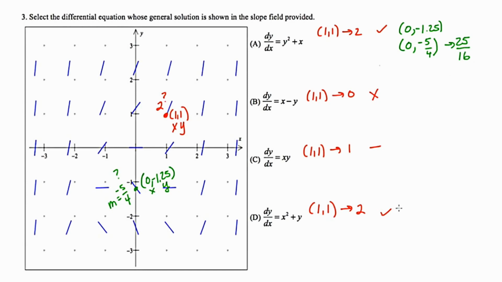Now let's go to choice D, and let's do the same thing. Let's do 0 and negative 5/4. So now we're going to square x, or we're going to square 0, and then we're going to add y, and we're going to get negative 5/4. So this is looking really, really promising, because this is no good. It's got to be a negative slope. So this is looking good too.